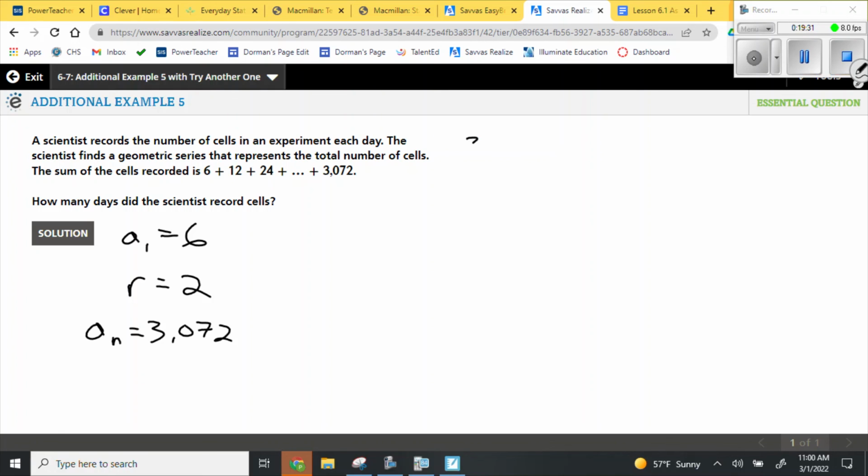So we'll plug it into our handy-dandy formula. That's a sub n. We know that a sub 1 is 6. r, it's the pirate's favorite variable, is 2 to the n minus 1.